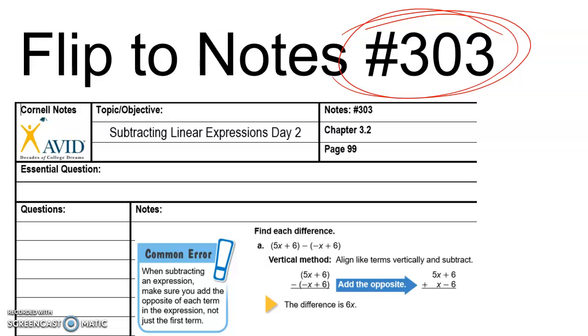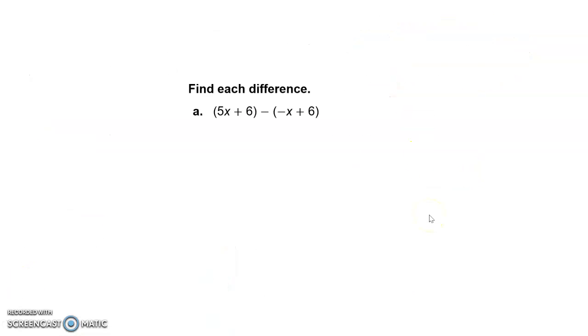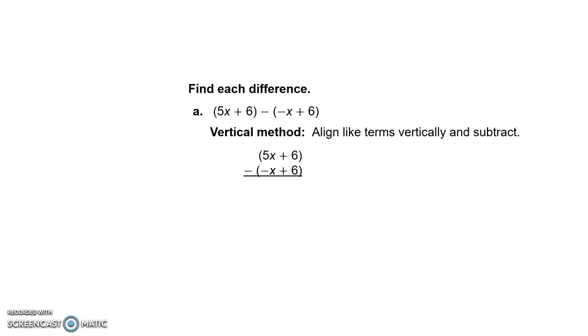We're going to change it from addition, adding linear expressions, to subtracting linear expressions. It says find each difference. The very first thing it shows you have to do is change it from subtraction to addition. So they write it like this and then they change it. Add the opposites, so instead of negative x, positive x. Instead of positive 6, negative 6.